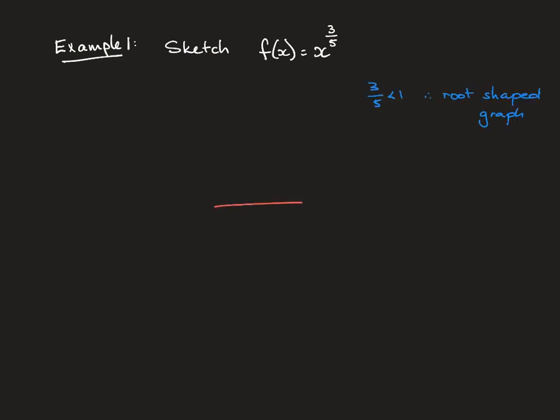So our graph is going to be in the shape of a root, and we can go right ahead and sketch the positive arm, and we know that it goes through the point (1, 1), because all power functions go through the point (1, 1). Okay, so the next thing that we need to do is to check our denominator to check whether it's even or odd.